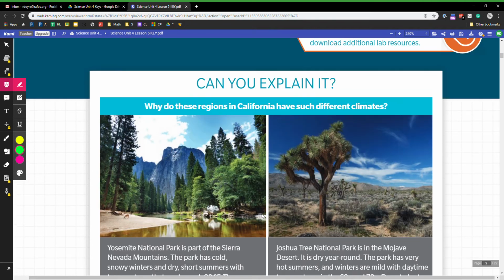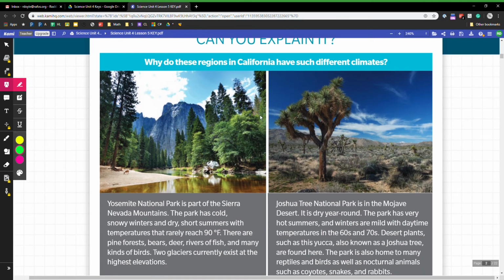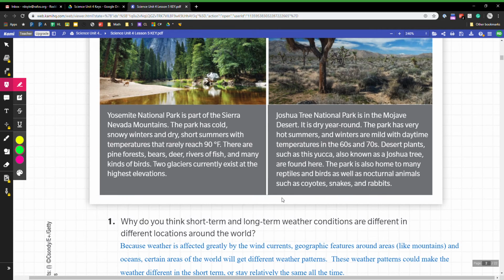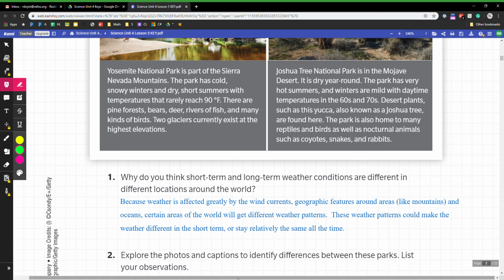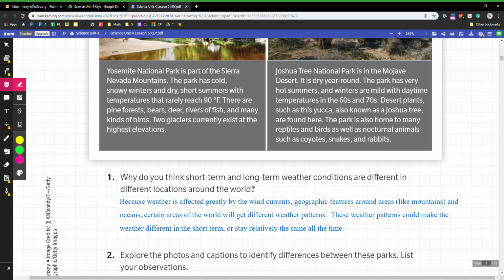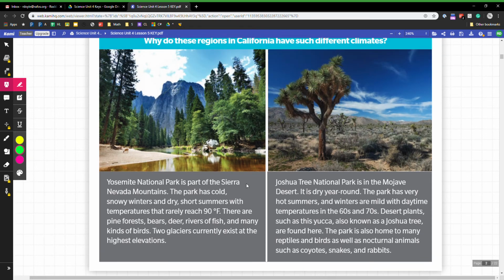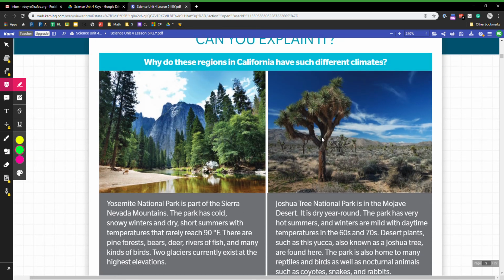So throughout the whole lesson, it talks about why these regions in California have such different climates, and it uses Yosemite National Park and Joshua Tree National Park. These are both parks in California, both extremely popular. And it says, why do you think the short-term and long-term weather conditions are different in different locations of the world? These clearly are both in California, but they both look very different. Why can they have such different climates?